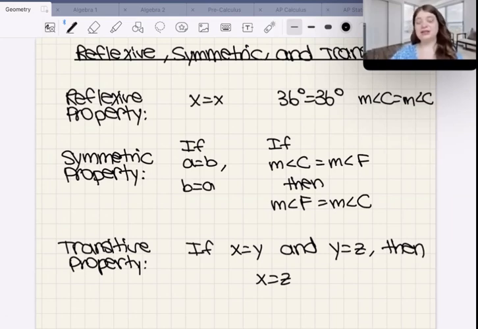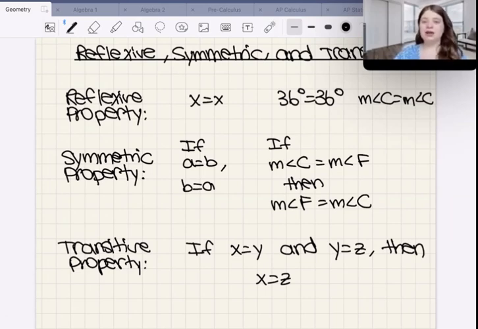And so that's something that maybe sounds pretty obvious that would be the case, but now we have a name for it. It's called reflexive property, and that is true of real numbers, of angle measures, and also of side lengths, among other things. But for now, those are the three main times we'll use it.